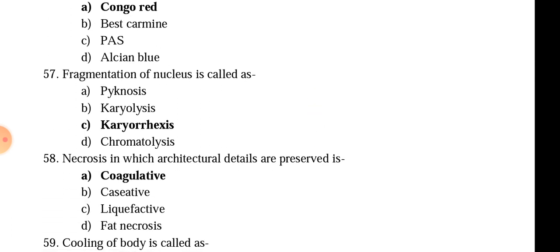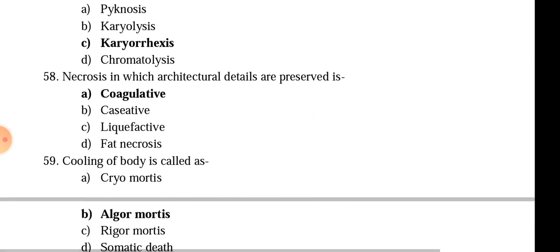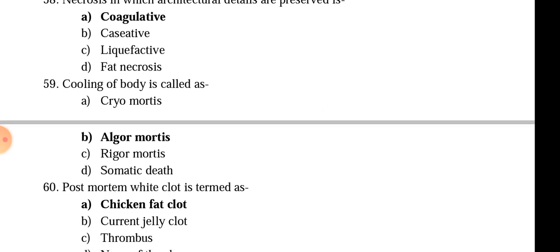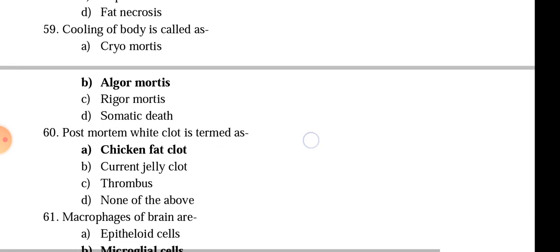Necrosis in which architectural details are preserved is coagulative necrosis. Cooling of the body is called algor mortis. Stiffening of the body is called rigor mortis. Postmortem white clot is termed chicken fat clot.